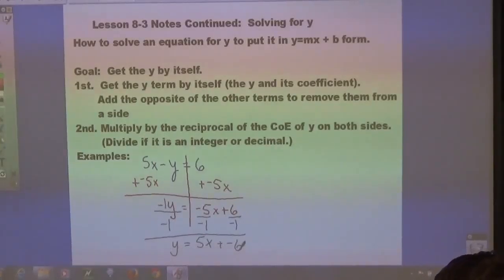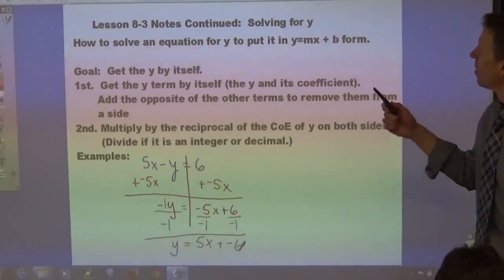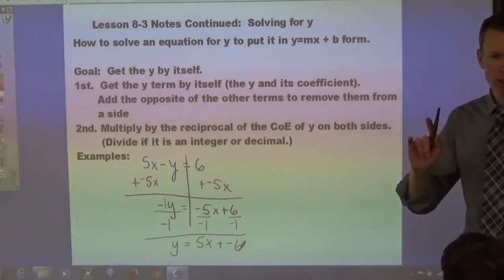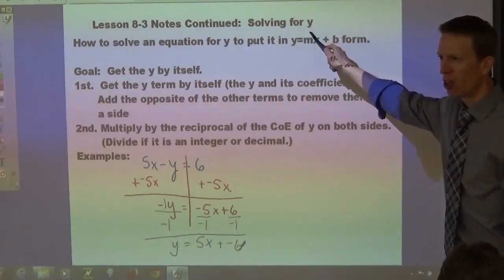All right, 7th graders. Lesson 8.3. This is the last part, I promise. The last part of lesson 8.3. It has a lot in it, like I said before. 2 of the questions you haven't done on your worksheet yet, and that was the questions on how to solve for y.